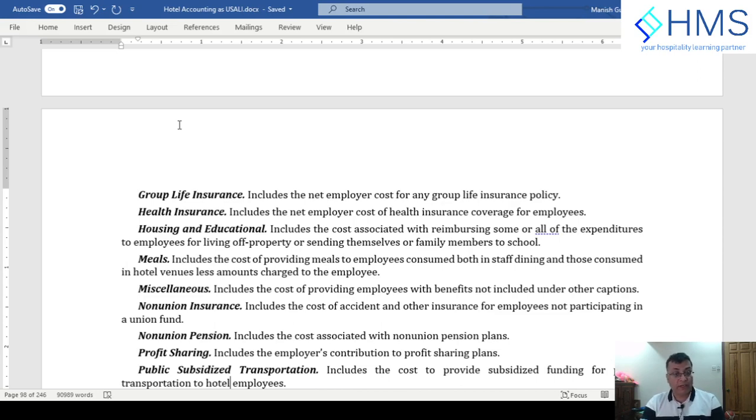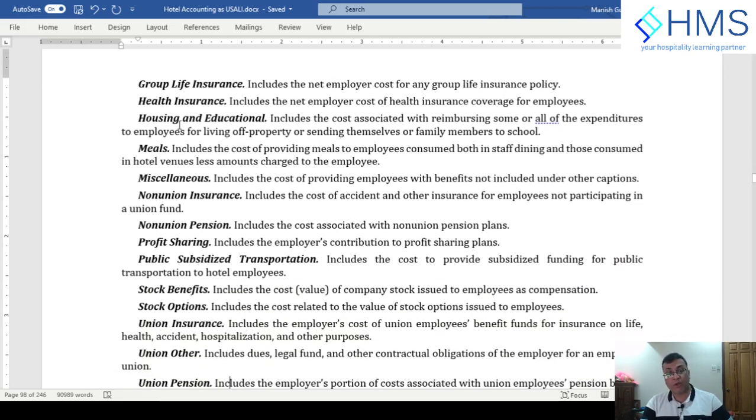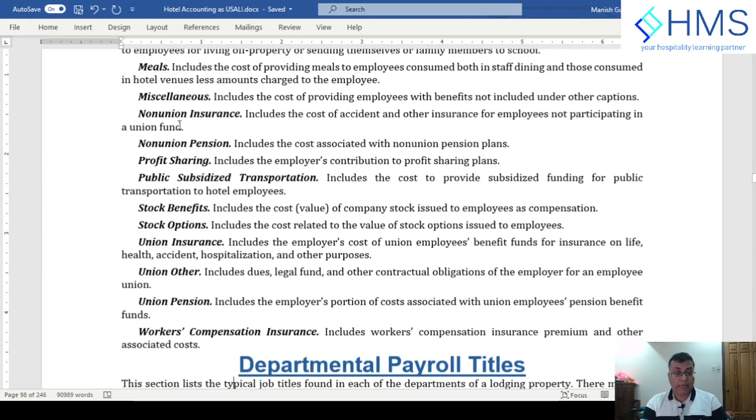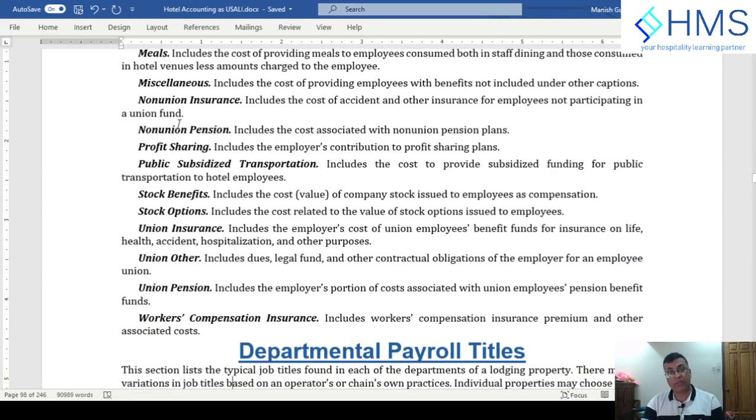Then you have other insurance, like local national insurance, or bonus for the employees, public subsidized transportation, employee stock options, or workman compensation insurance, which are to the benefit of the employee. So you can see the list of all the expenses which go into the employee benefits. Certain countries may not have all these benefit lines. They may have different lines of employee benefits, so it depends on the country in which the hotel is.